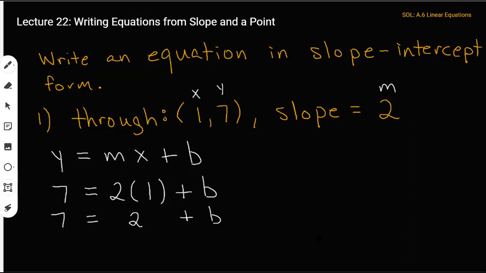So now to get b by itself, I only need to get rid of the 2. So how can I do that? I'm going to subtract 2 from both sides. Yep. So when I do that, I'm going to subtract it over here and over here, because I've got to do the same thing on both sides of the equal sign.